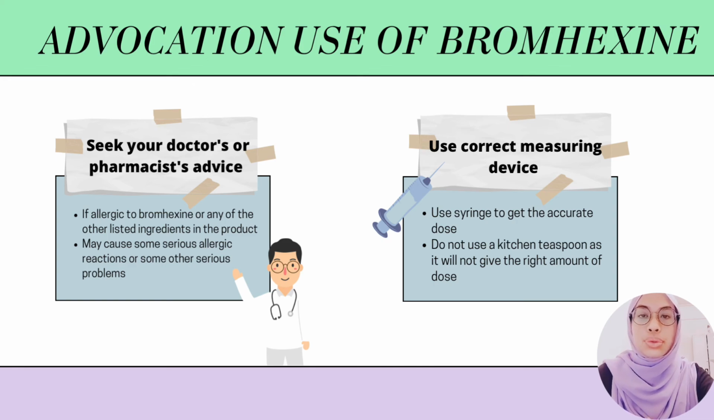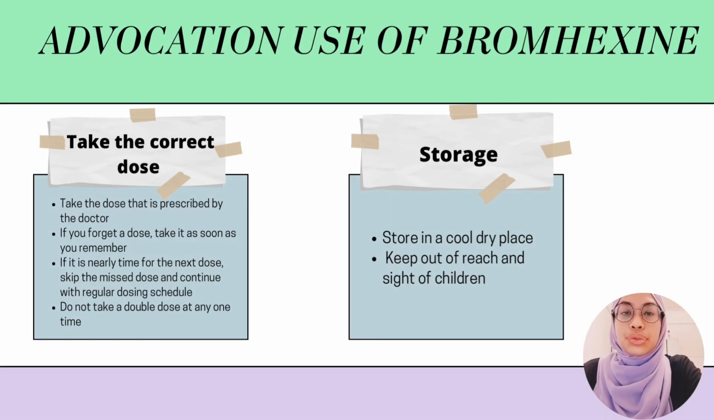Number 2, as it comes in liquid form, use a syringe to get the accurate dose. Do not use a kitchen teaspoon as it will not give the right amount of dose. Also, do not forget to shake the bottle before use. Next, be sure that you know the correct dose. It is important for you to take the dose that is prescribed by the doctor.